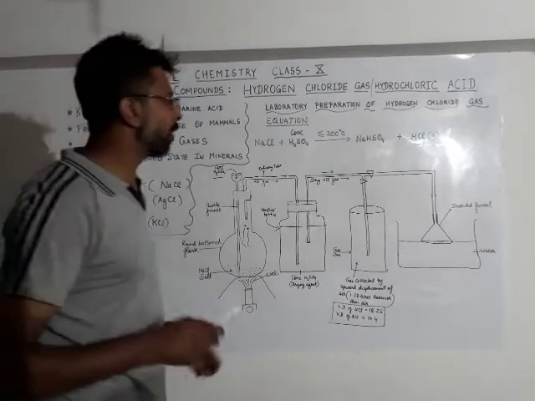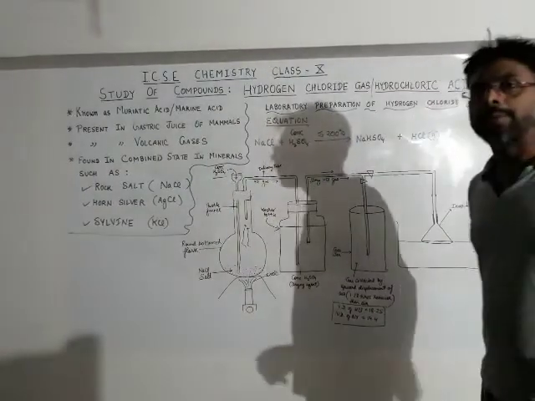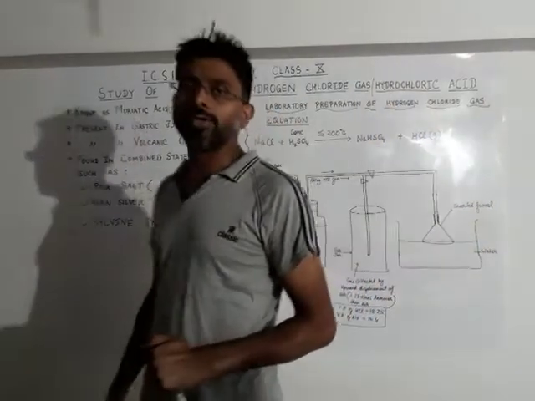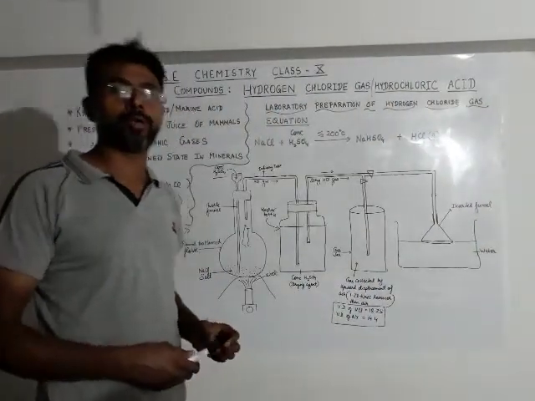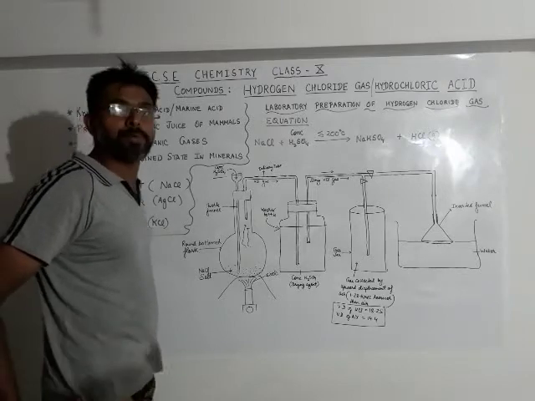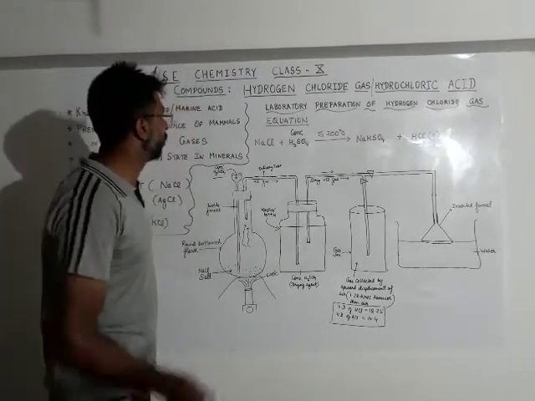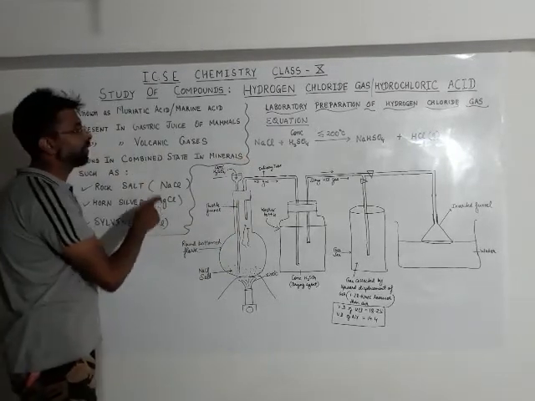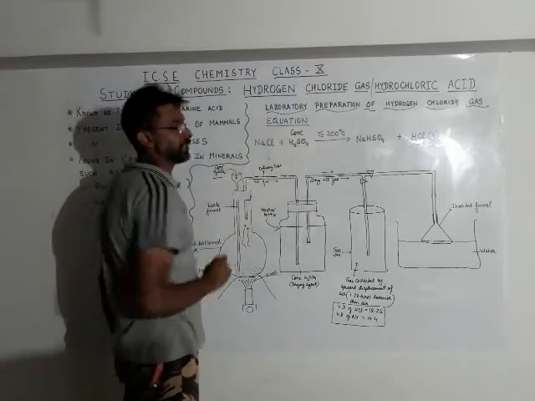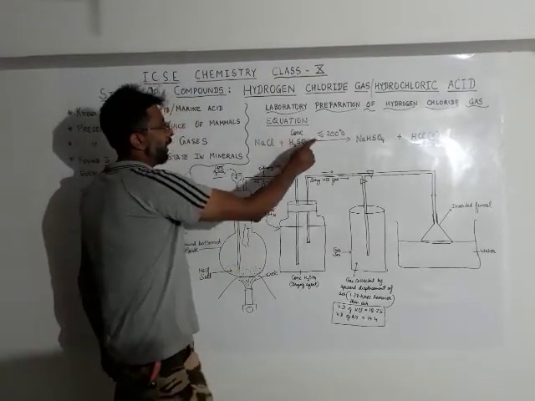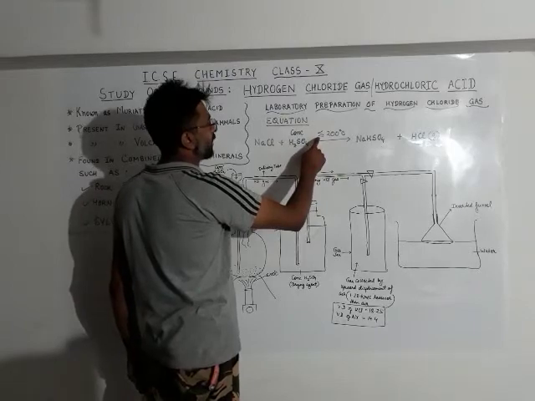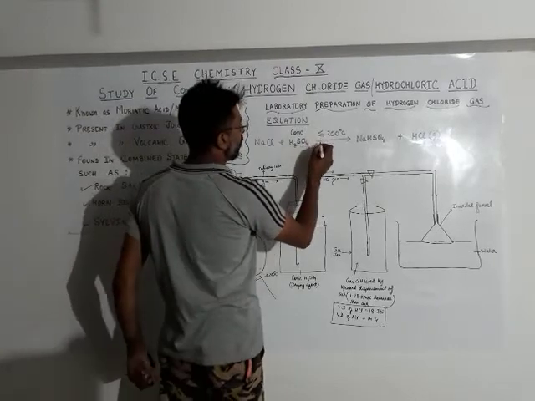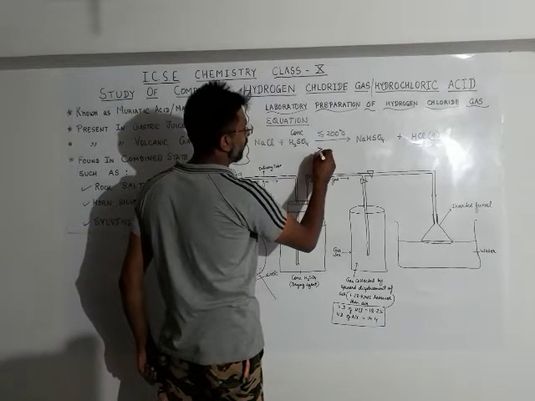Now, the most important thing in this chapter is the laboratory preparation of hydrogen chloride gas. The first thing which you all must remember is the equation over here. The equation for the lab preparation of hydrogen chloride gas, you can see over here: NaCl, sodium chloride, that is rock salt, plus concentrated sulfuric acid. Arrow, above the arrow, temperature less than or equal to 200 degrees Celsius. The temperature cannot be more than 200 degrees Celsius.